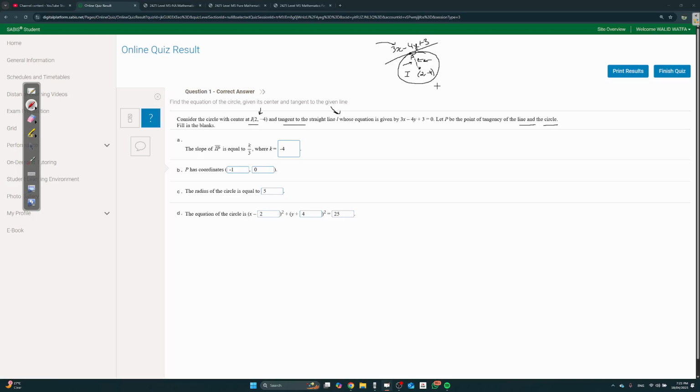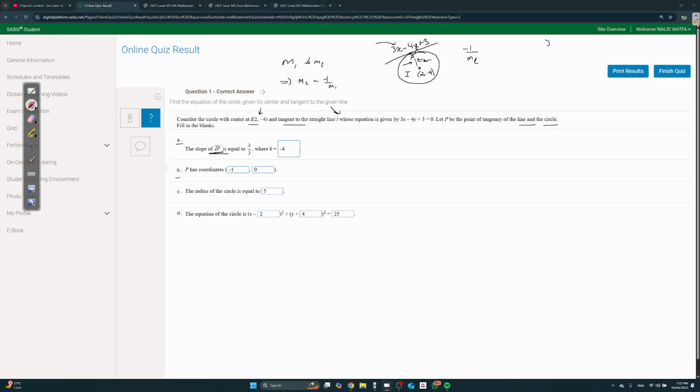So let's take a look here. You can work step by step, but I just want to visualize what's going on. So what is the slope of IP? IP is from I to the point of tangency, right? And we know that the slope of this is equal to negative 1 over the slope of the line. Why? Because they're perpendicular. When M1 is perpendicular to M2, therefore M2 is equal to negative 1 over M1, right? Remember? So let's figure out the slope of the line.